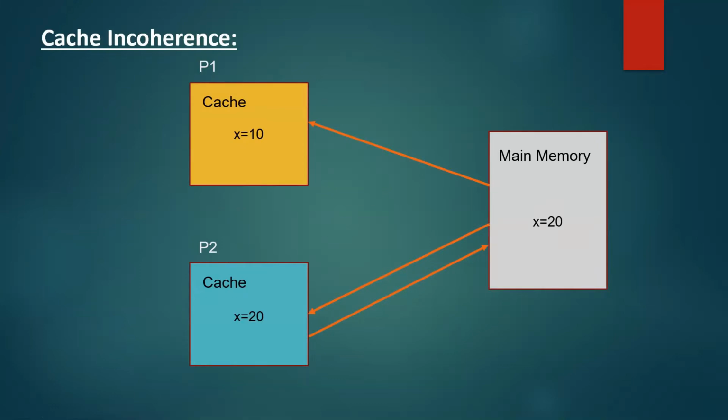Now the x value is 20, but P1 has the value 10 in its cache and will be using this value in its evaluation in the program, which might again lead to inconsistency of data. This process is called cache incoherence, and how do we solve this problem? We can make this variable volatile.